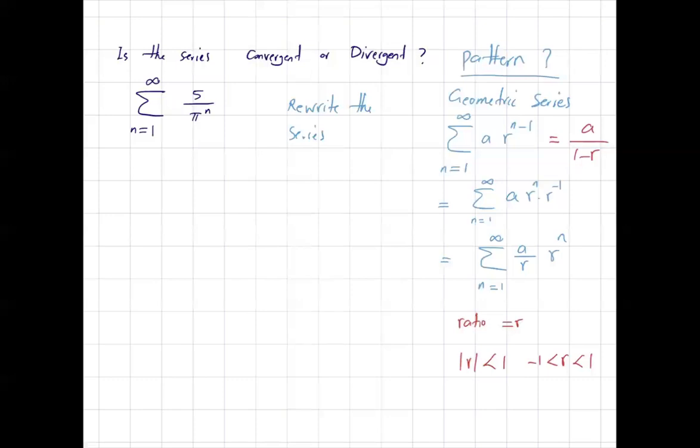First of all, this can be written as the summation of 5 times 1 over pi to the power n, starting from 1 going to infinity. All right. So what about now? Do I recognize any pattern here?